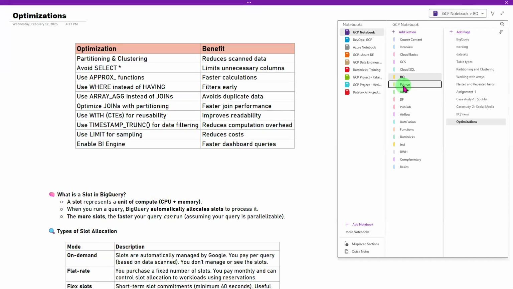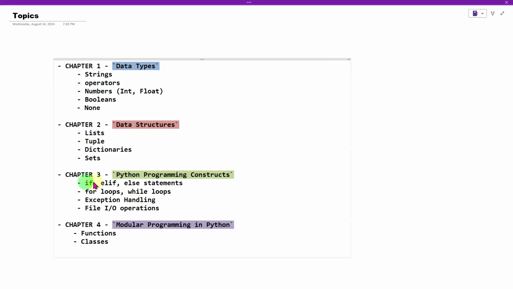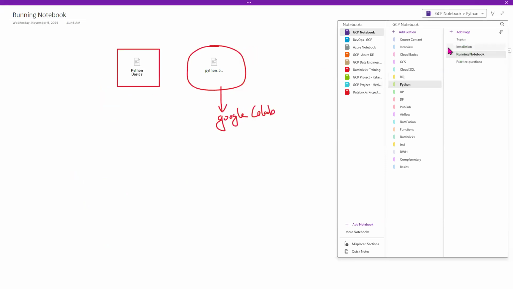And the next thing, I was talking about Python, right? So Python we are going to cover as a part of this. We are going to talk about Python different data types, data structures, Python programming constructs such as if statements, for loop and while loop, exception handling, file input output operations, and chapter 4 functions as well as classes. All of these topics in detail, this is nothing but Python for data engineers. We are going to see practically each and every topic. And installing the things, and this is your Google Colab notebooks for your practice purpose.